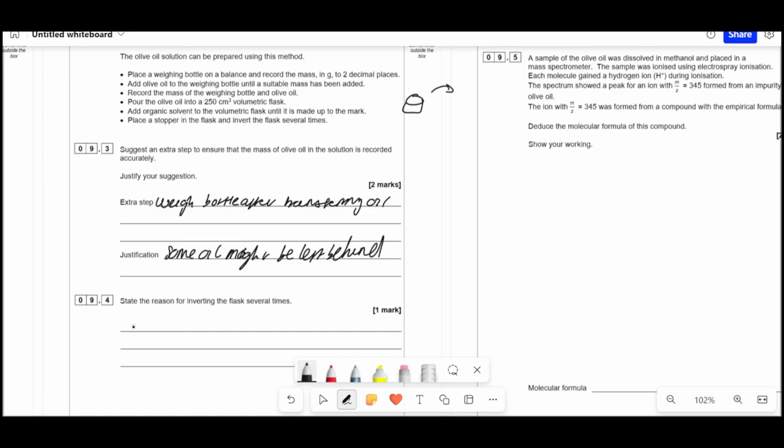The reason we do that is to ensure it's mixed evenly, or it's homogeneous. Because if everything just settles at the bottom, then if we take a 25 centimeter cubed sample from here, that's useless. But if it's all spread out really nicely and evenly, then if you take 25 centimeters cubed out, you can assume that the original had 10 times that.